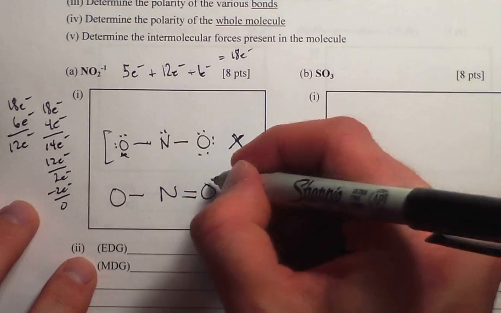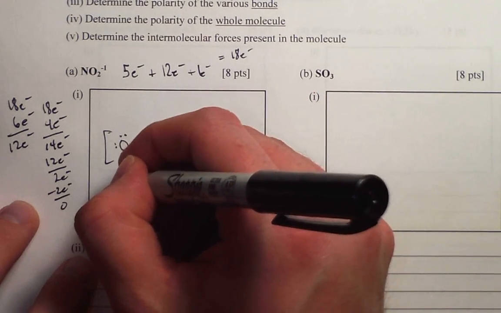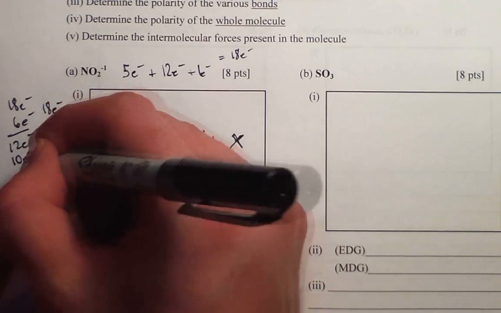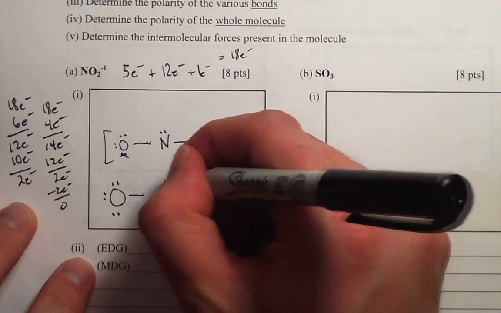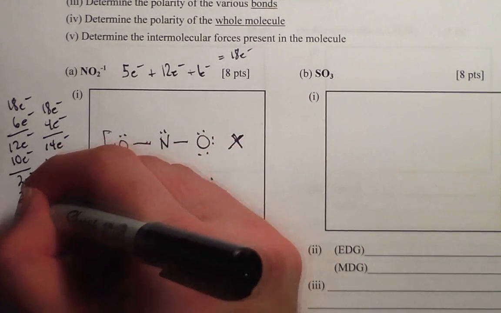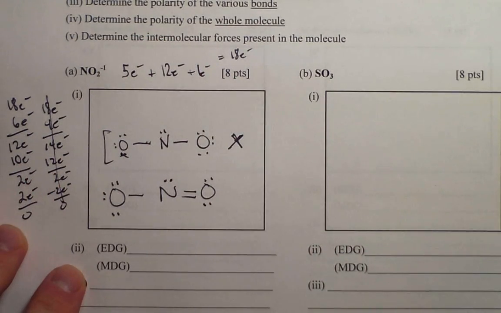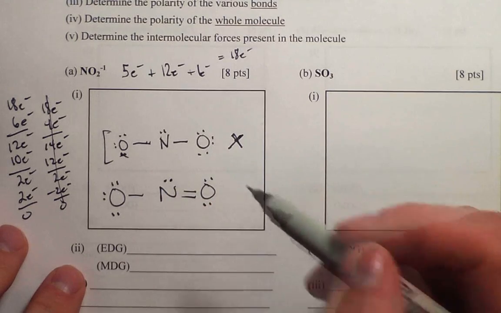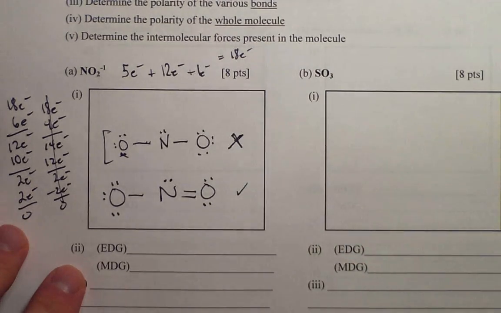We're going to fill our octets. So 2, 4, 6, 8, 10, meaning I have 2 left. The 2 left can go on the central atom, meaning I've spent them all. Again, let's check our octets. 2, 4, 6, 8. That's okay. 2, 4, 6, 8. That's okay. 2, 4, 6, 8. That is okay. This is very likely the correct structure.